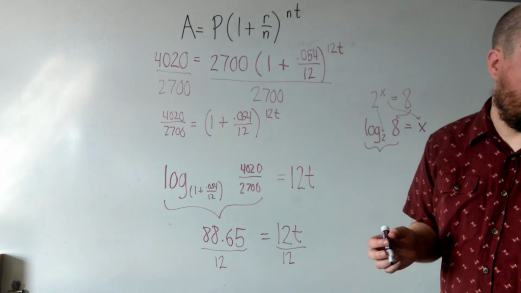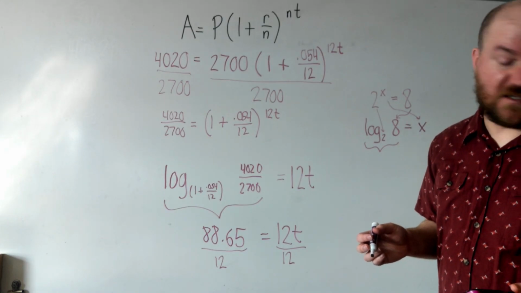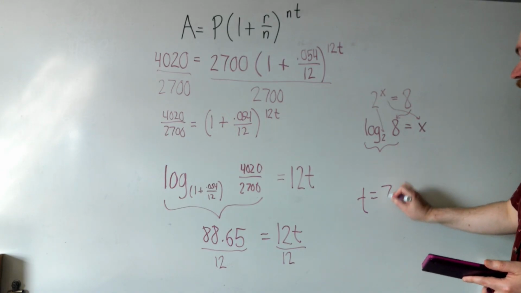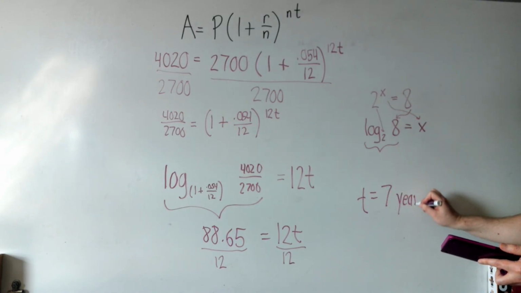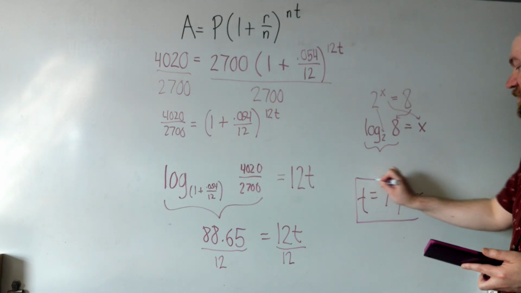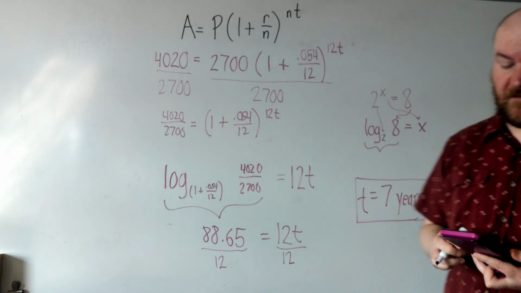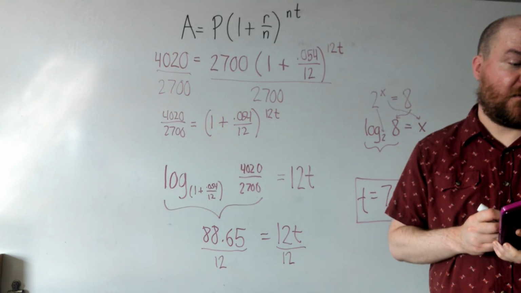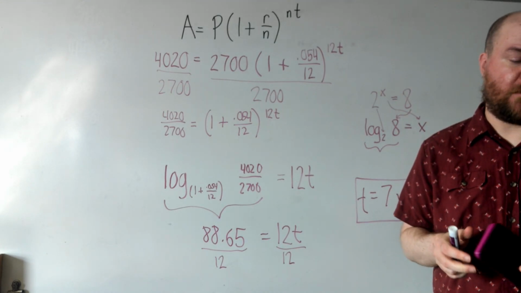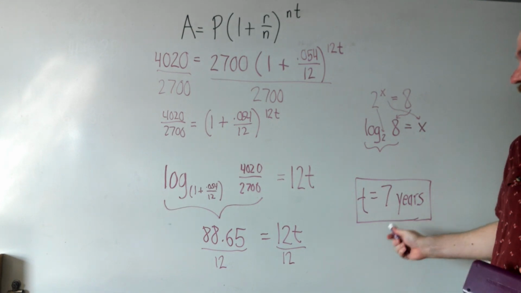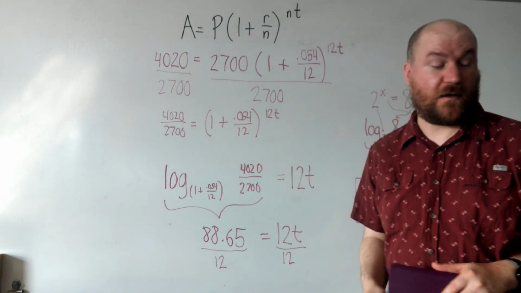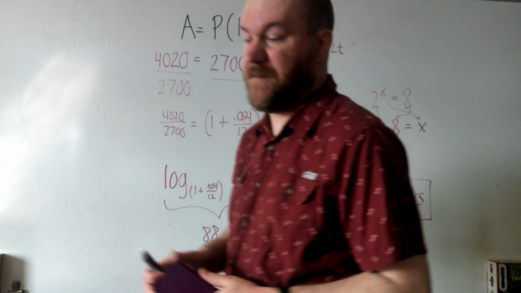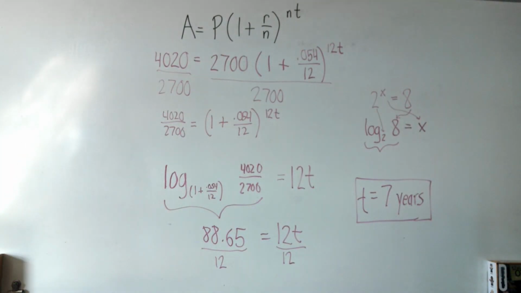7.3875. The question said round to the nearest year. So our whole answer here is t equals 7 years. All that work to get an answer of 7 years. If we leave $2,700 in a bank account with 5.4% interest compounding monthly, it would take 7 years to get to $4,020. Good job if you followed along on that. That was a tough question. Good job.